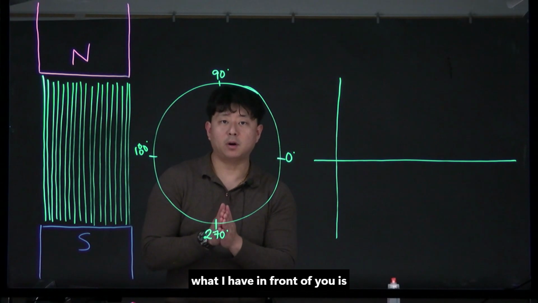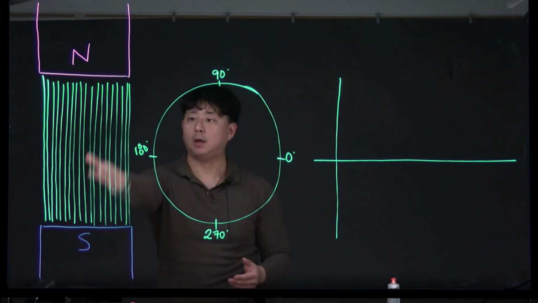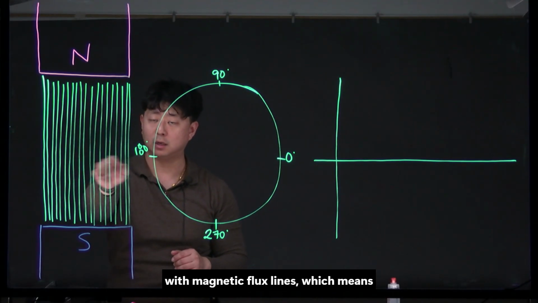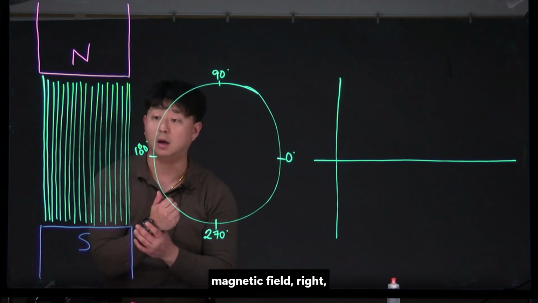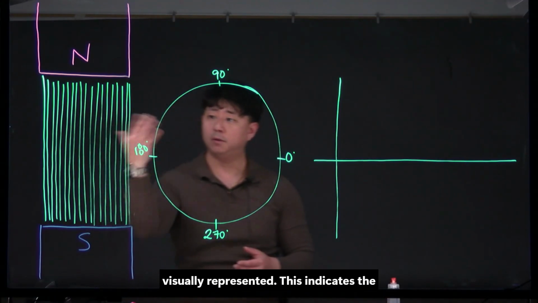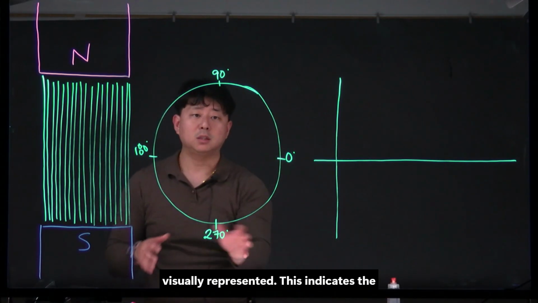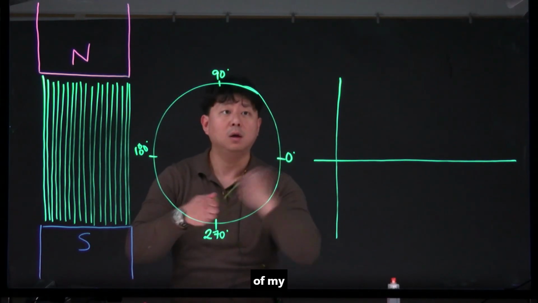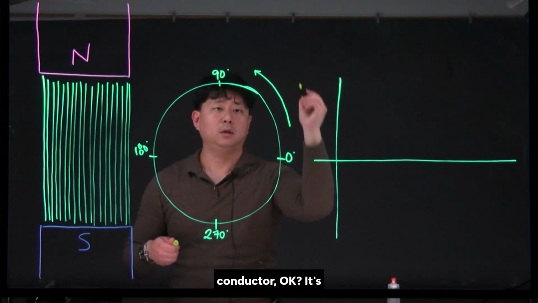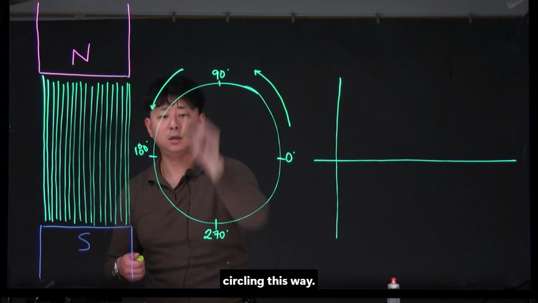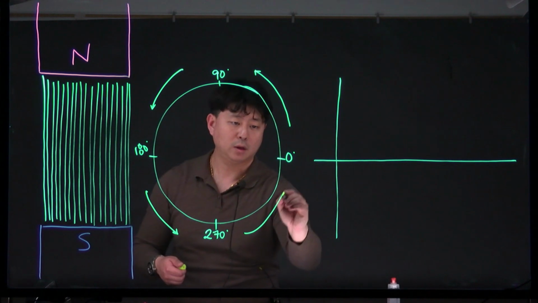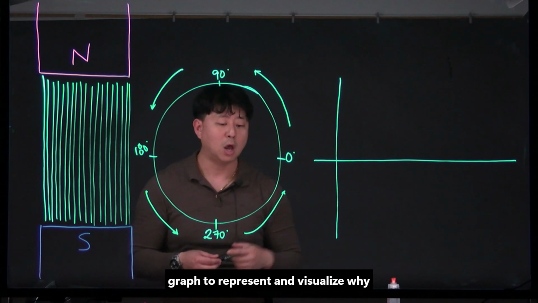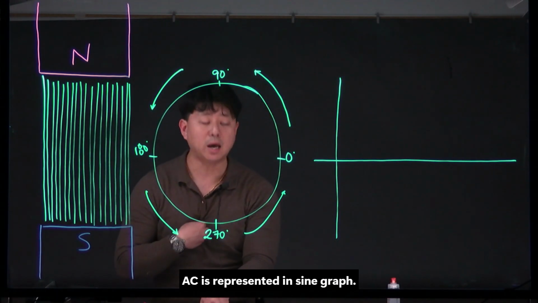So what I have in front of you is the magnets, north and south, with magnetic flux lines, which means magnetic field, right? Visually represented. This indicates the rotation of my conductor. Okay, it's circling this way, and obviously on the right we have a graph to represent and visualize why AC is represented in a sine graph.